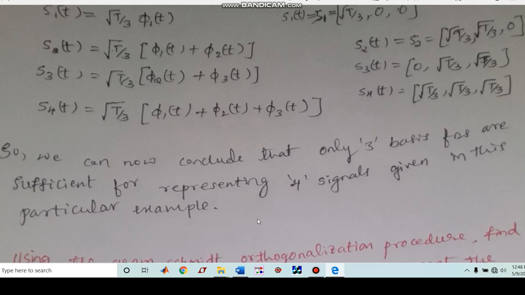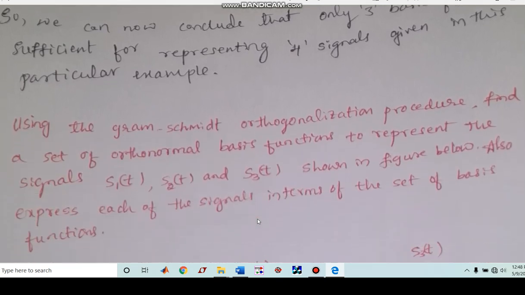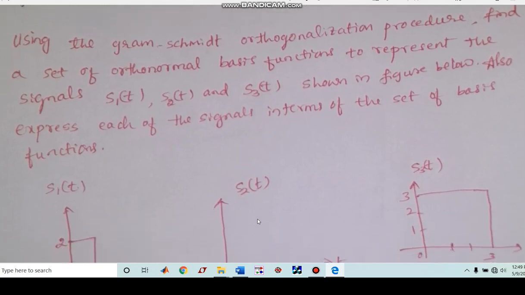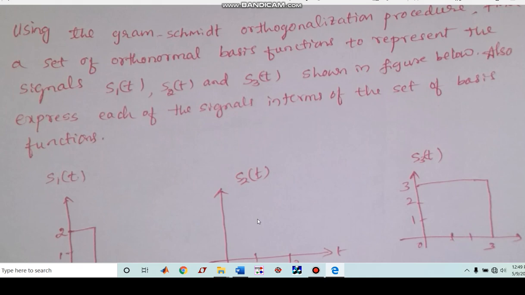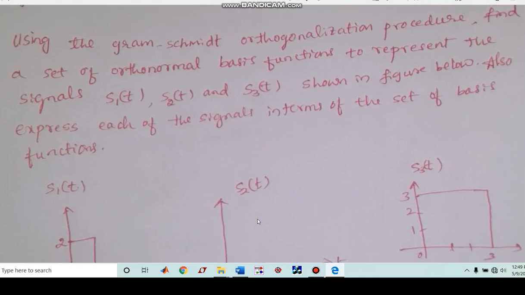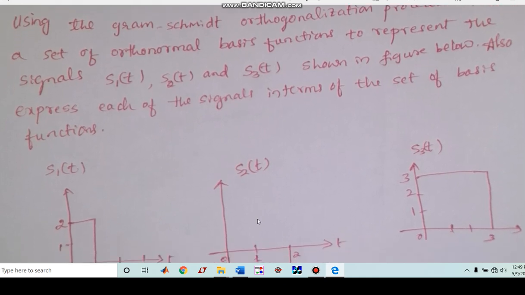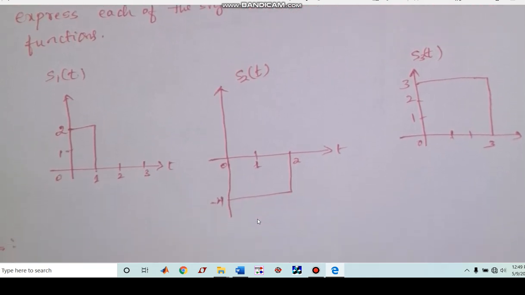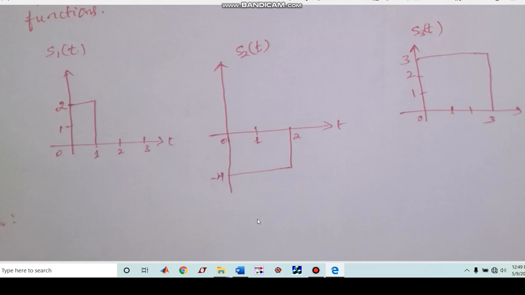I am giving a homework problem for you. Do solve this and come up with your answers. This is the problem. So these are the signals. The question statement will be the same. You have to find the orthogonal basis functions for S1 of t, S2 of t, and S3 of t. I hope you will solve this.